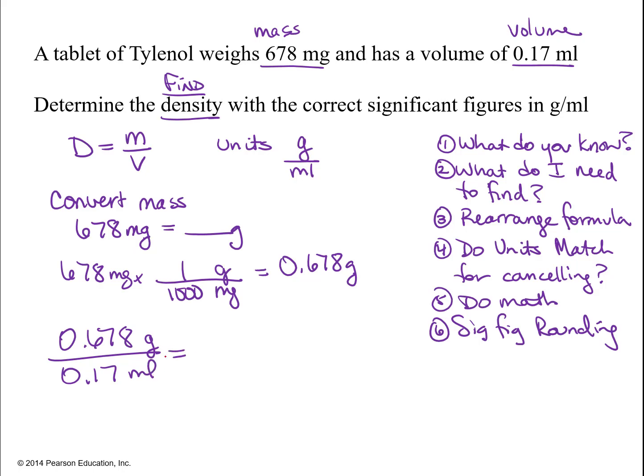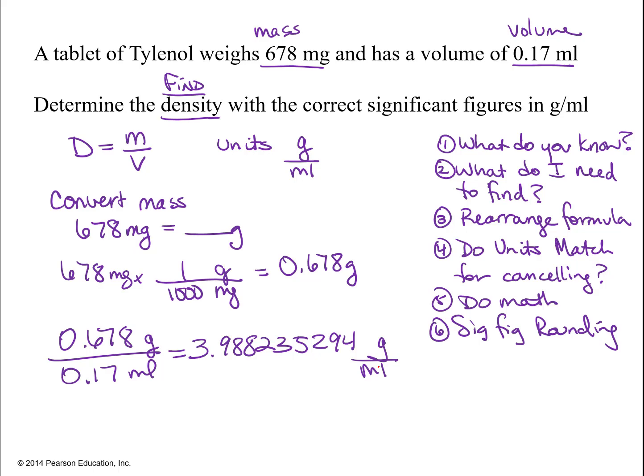What'd you get? Yeah, so this one's a good one. 3.988235294 grams per mil. Right? So you get like 10 digits. Then the last question you've got to do is I've got to apply significant figures. So are those measured values, mass and volume? Did you measure those? Yes. Okay, so I'm going to use both of those.